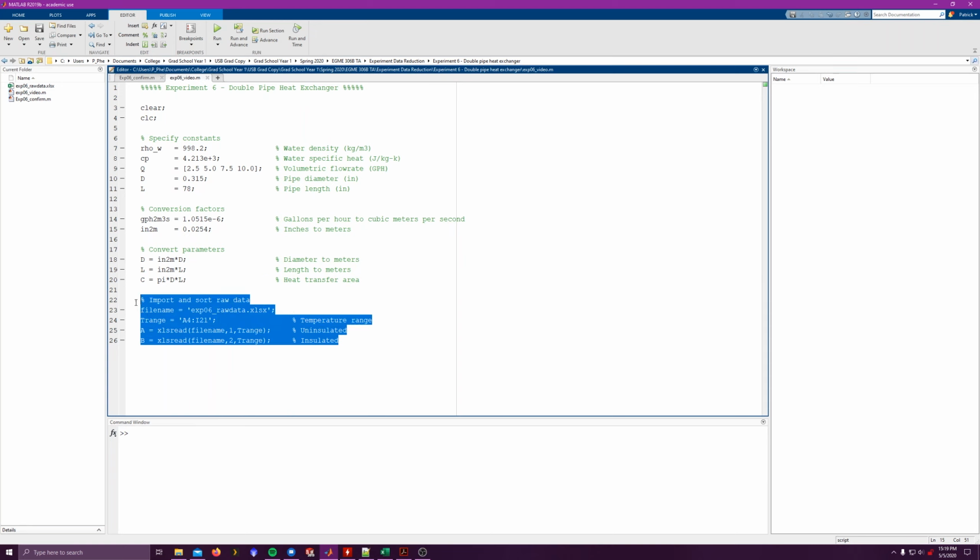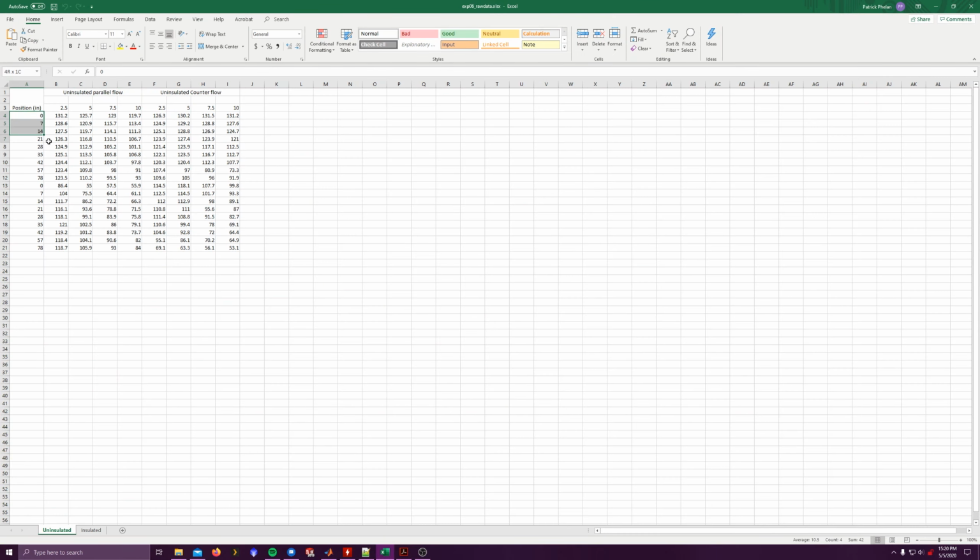Okay, and then we're going to import and sort some of our raw data. So I'm going to import the file, just experiment 6 raw data. And then T range, this is going to be our temperature range that we have. So I did A4 to I21. So it's all of this data that we have here, and it's the same thing for each sheet, for the uninsulated and then insulated data that we have.